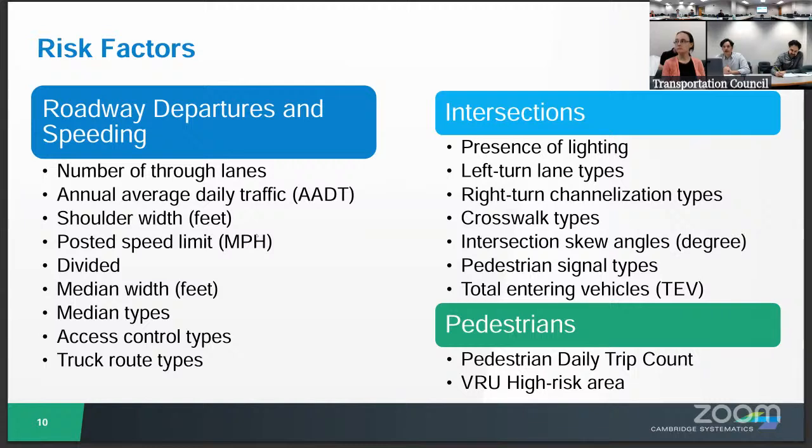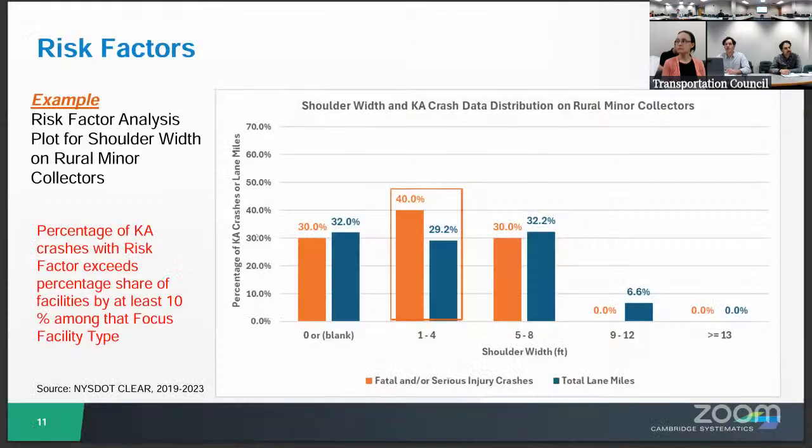We are taking a look at this so that we can identify not just those focus facilities. What we can do is identify those risk factors where the percentage of fatal and severe injury crashes exceeds that share of, in this case, rural minor collectors with narrow shoulders. It may not be a pure correlation, but really understanding where we're seeing a greater preponderance. And we decided to go at least 110%, just so that we really see those areas where there's a potential risk factor.